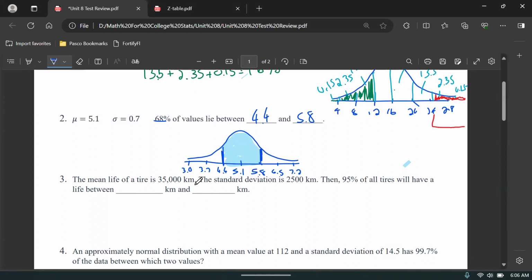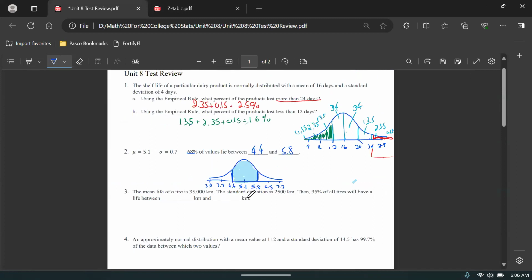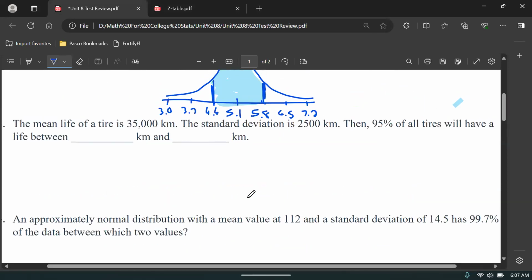The mean life of a tire is 35,000 kilometers. Standard deviation is 2,500 kilometers. The 95% of all tires will have a life between. So again, kind of following the empirical rule here. Very similarly to the last question. All right. So we know, again, the middle is 35,000. So we got to add 2,500 to it. So we got 37.5.